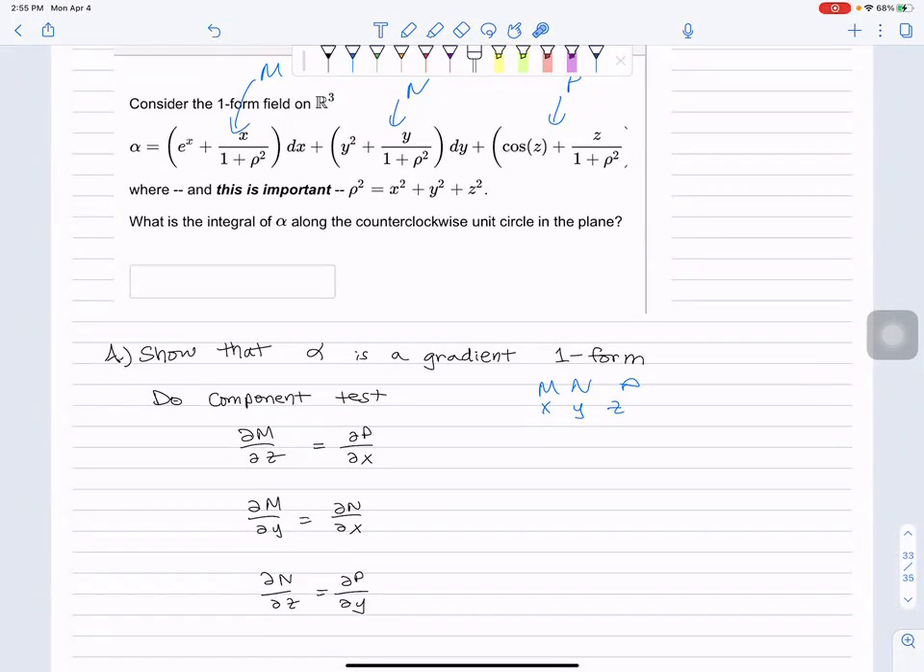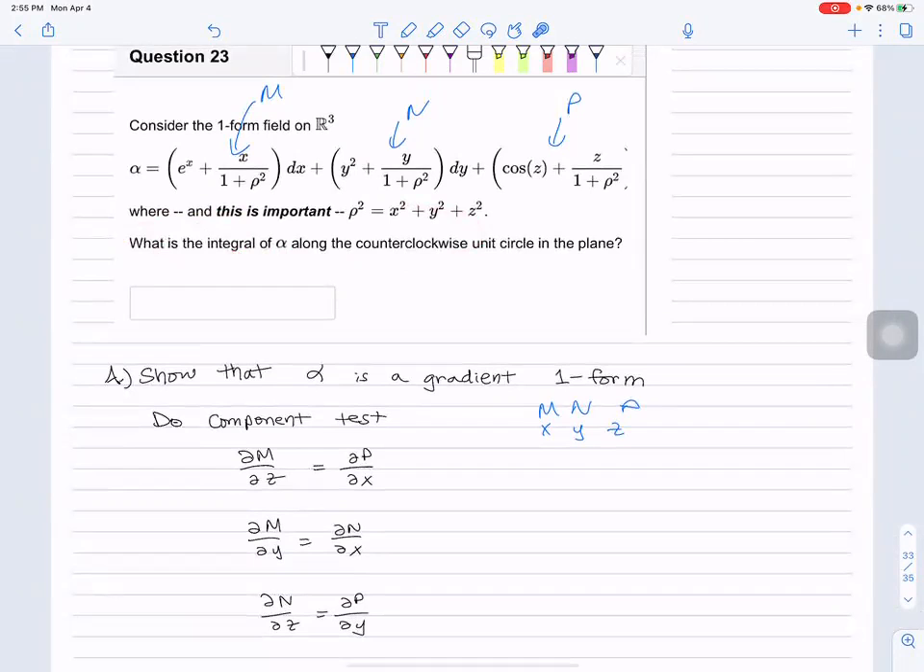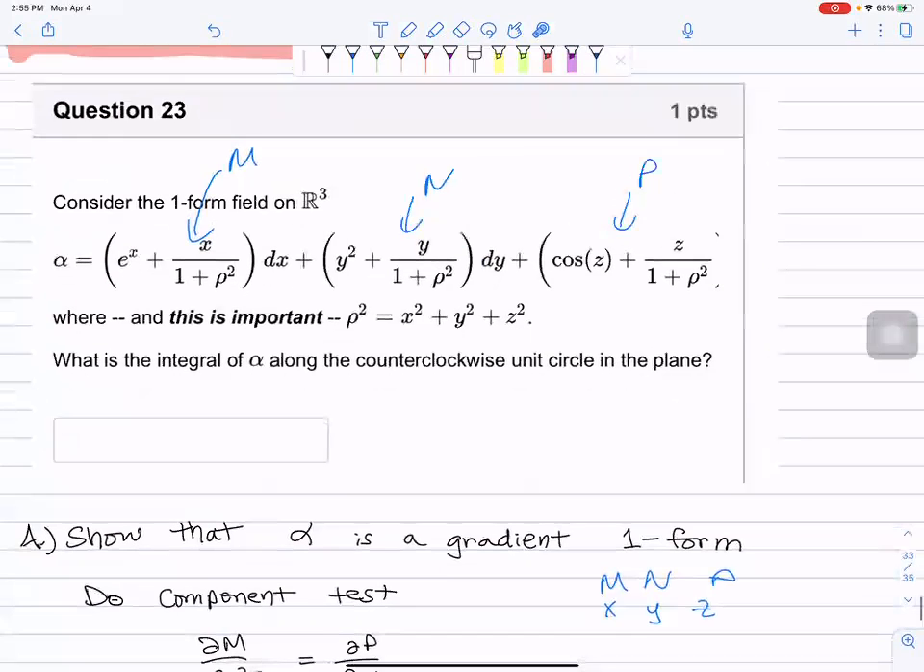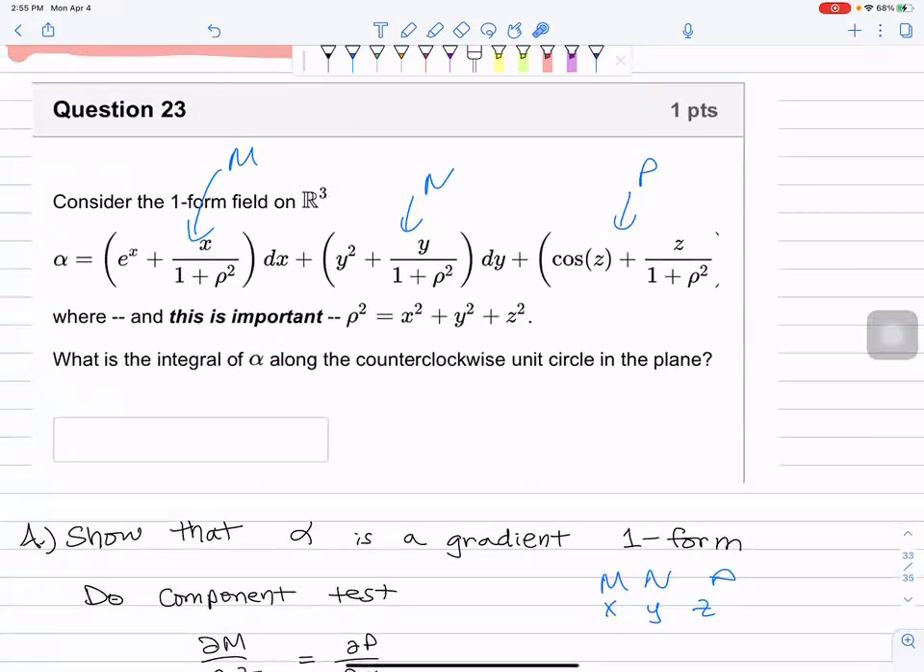Then my next question is what the question is actually asking. What is the integral of alpha along the clockwise, counterclockwise unit circle in the plane? Think about this for a second. My hint is that you don't need to calculate anything. Think about what the integral of alpha should be.